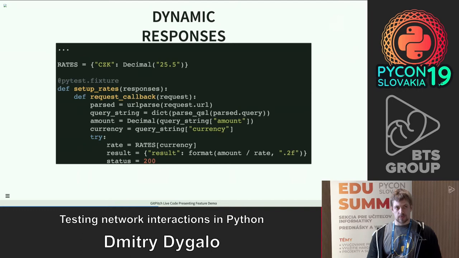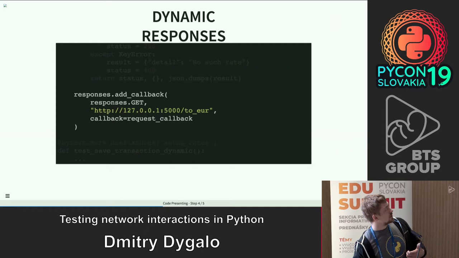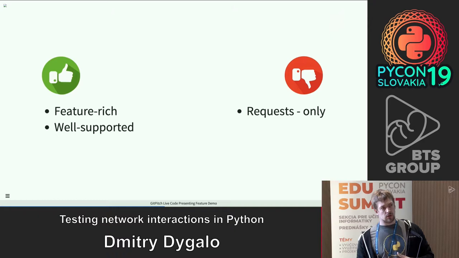So another feature: you define the logic that will provide some dynamic output, and then you add it as a callback to responses, and it will behave in the way you want. And then we use it as we used before, with our custom small fixtures. So these solutions are really feature-rich, and they are well-supported.